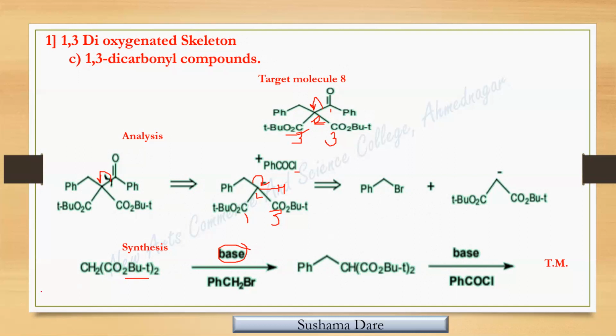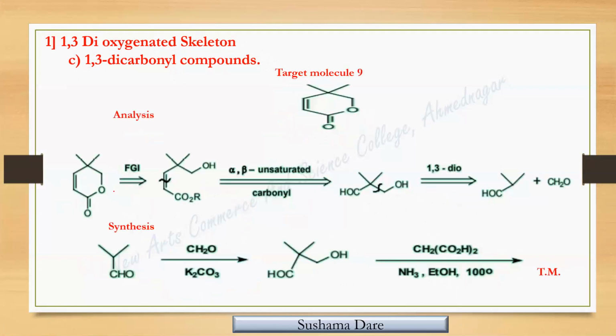What is the role of base? The role of base is to abstract this acidic proton. The proton is abstracted, we get the carbanion, then it attacks here and then the leaving group departs. So the first step is the alkylation. Now after alkylation, one more acidic proton is present there. That proton is abstracted again by the base and then benzoyl chloride is attacked, and that gives the target molecule.